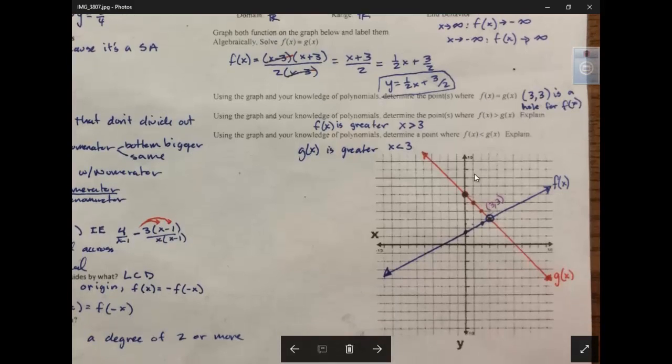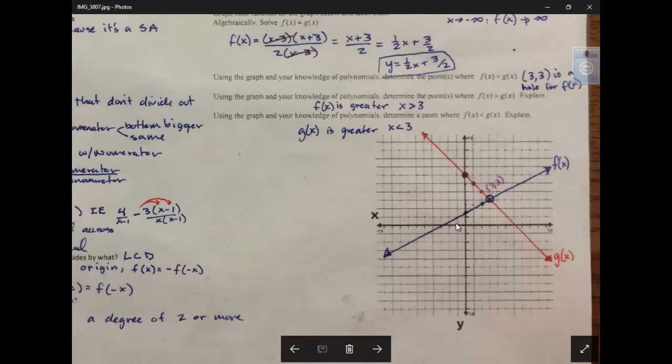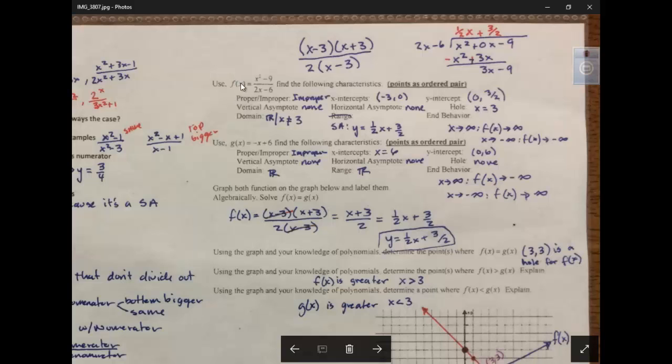And then it said graph both of these. So what I did here is I put both of them. This is f of x, this is g of x. And we can see that they intersect right here, except for one thing. If you were to go back, f of x has a restriction at 3. In fact, it has a hole at 3.